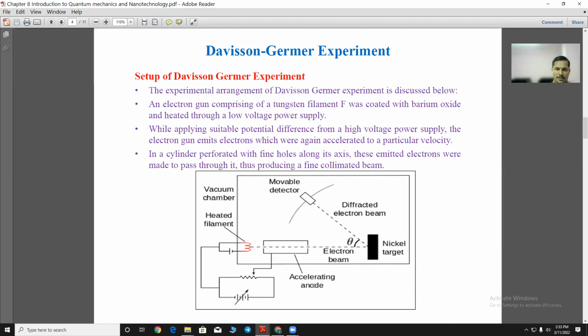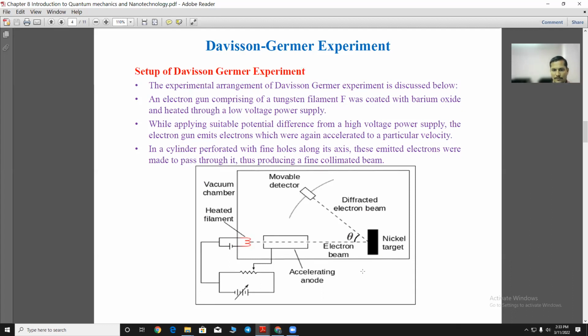So we read it first and then we will discuss. Setup of the Davisson-Germer experiment. The experimental arrangement of the Davisson-Germer experiment is discussed below. An electron gun comprising a tungsten filament F, coated with barium oxide, was heated through a low voltage power supply. So we are here using an electron beam. For that we are using an electron gun, that is a tungsten filament, which is coated with some chemical material.